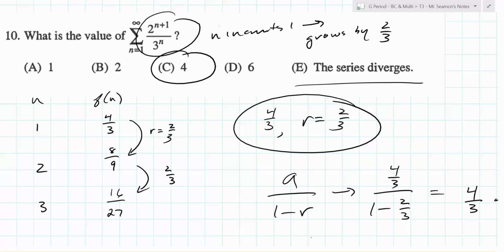As you increment the numerator by 1, it goes up by a factor of 2, and as you increment the denominator by 1, it goes up by a factor of 3. It better be less than 1. Because what happens if the ratio is greater than or equal to 1? It diverges. But since it's less than 1, it's 2/3 in this case, we are set.